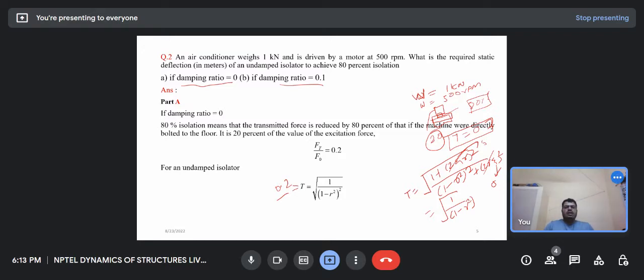Krishama, are you able to understand the question? Yes, sir. So can you give a try to find out what is the value of r?